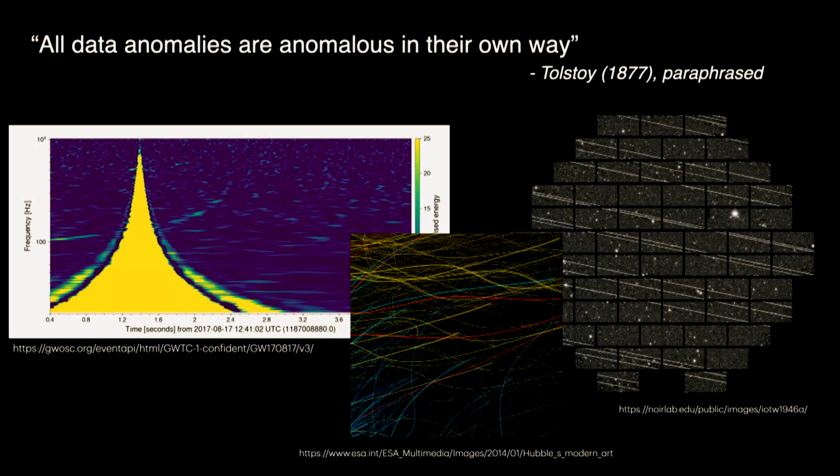I think Tolstoy said it best, all data anomalies are anomalous in their own way. And for those that have looked at amazingly important events, there was a massive glitch right as the most important gravitational wave event of our life happened. Fine guidance sensor on Hubble fails sometimes and produces beautiful images. And then, unfortunately, we have to contend with satellites that streak through our images. When you look at data, you find a lot of anomalies.